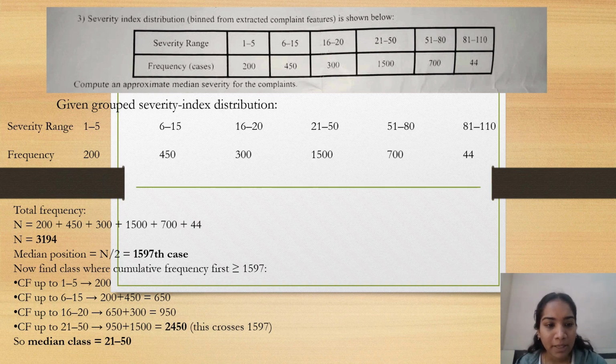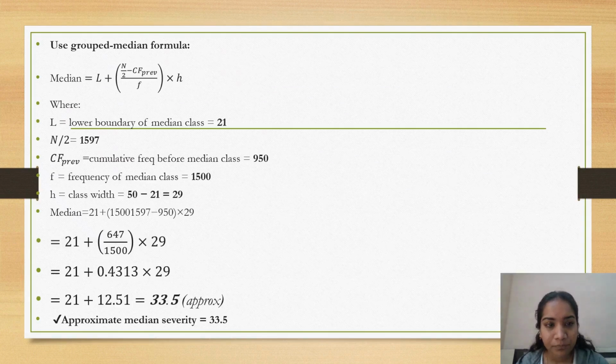Now, applying the median formula, here the median formula is given, where L is the lower boundary of the median class, which is 51, and 753 is also given, F is 1500 and H is 29, which are the frequency of the median class and the class width. So by substituting, we get approximately 65.4. And so the approximate median severity value of the complaint is 65.4.